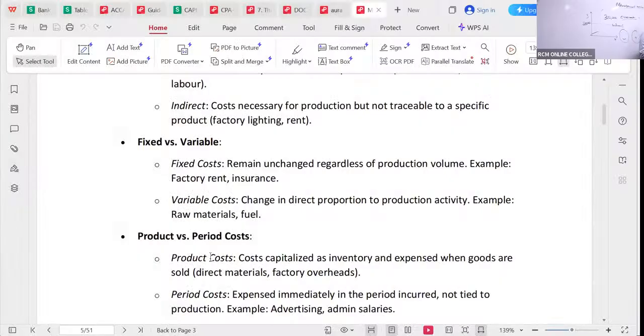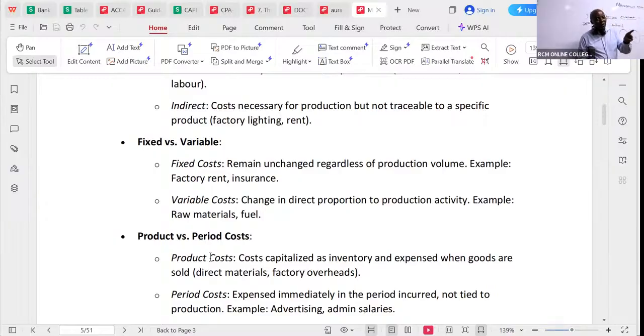This one is quite a tough one. Many students are not able to differentiate between product and period costs. Period costs are never tied to inventories. Periodic costs are never tied to what we produce as a company. They're always tied to time. So periodic costs are time-based.